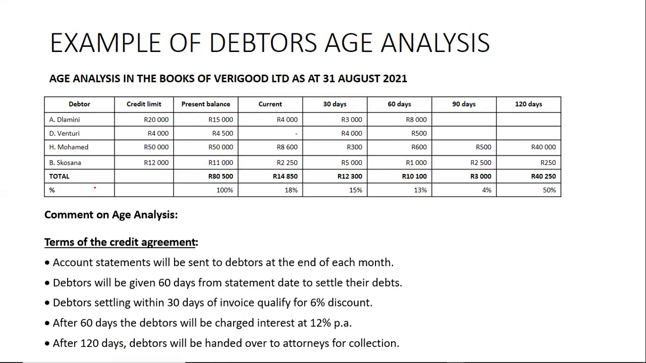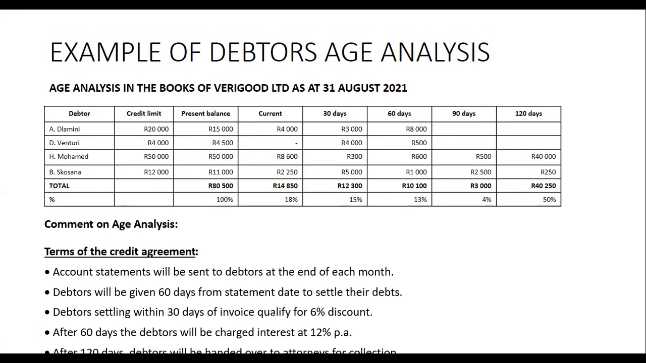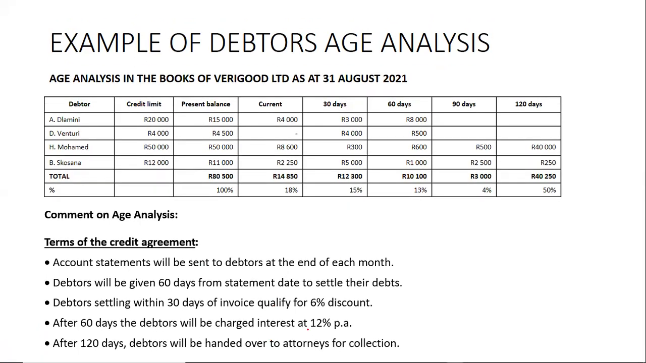Note that you qualify for a discount of 6% if you pay within 30 days. And if you don't pay within 60 days, you will get charged interest. If you don't pay within 120 days, you will be handed over to collection agencies. That is the policy of Very Good Limited.